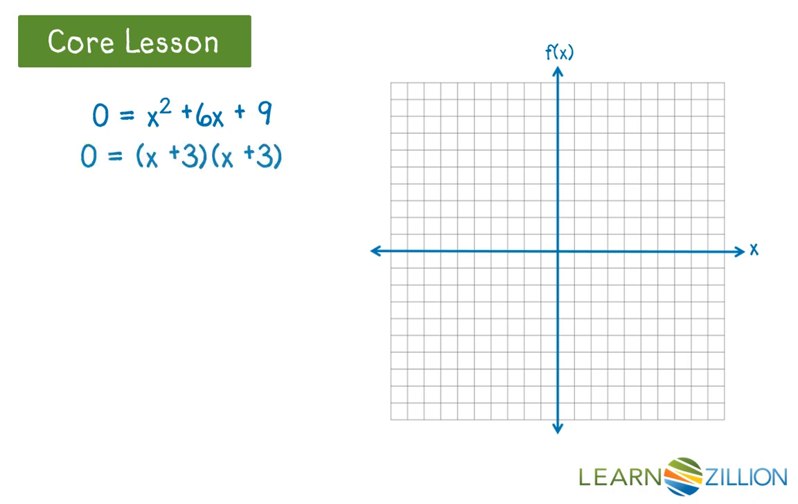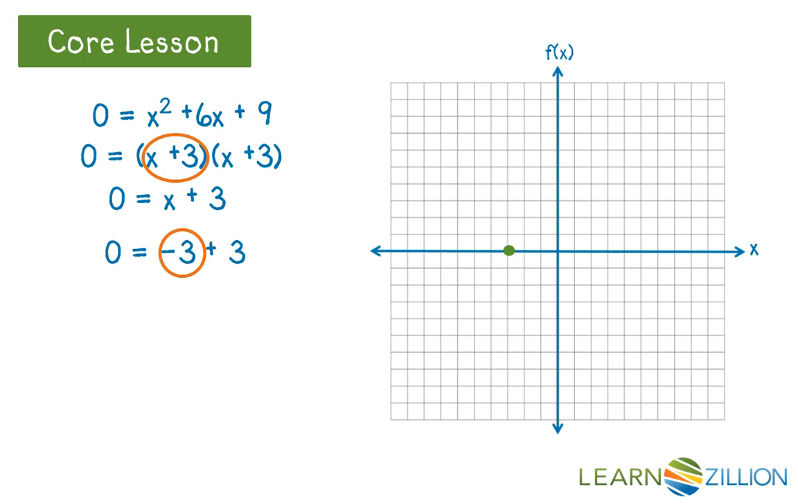This is where the factored form of the polynomial is essential, because if one of the factors is 0, then the function will equal 0. This function has only one unique factor, which is x plus 3. So setting that factor equal to 0 gives us negative 3 as the only value for x that will make the function equal 0, and therefore negative 3 is the x-intercept. Since there is only one factor, that factor is also the vertex.